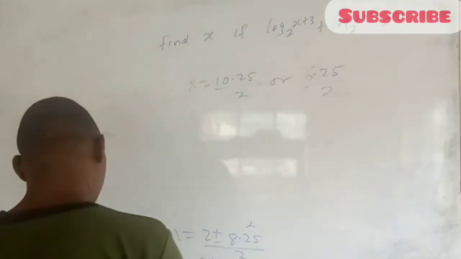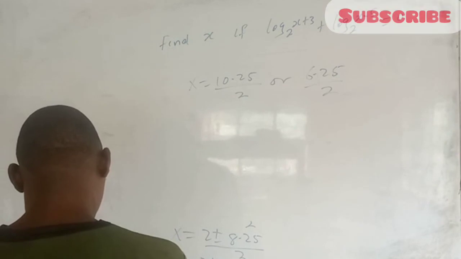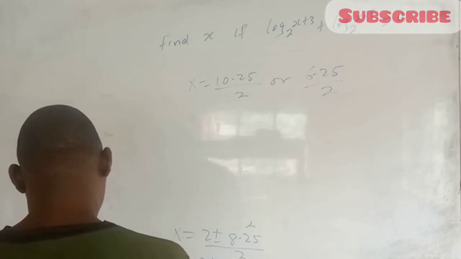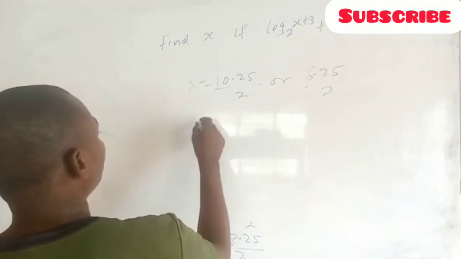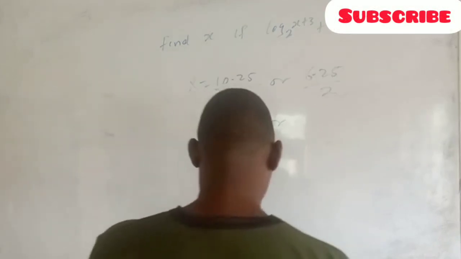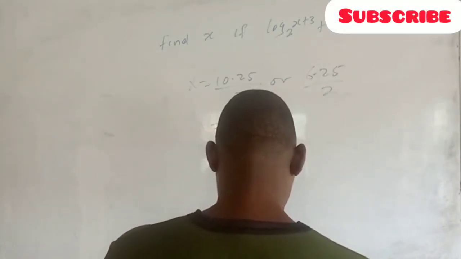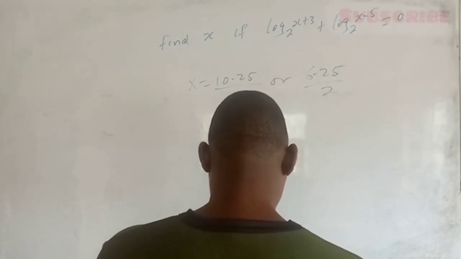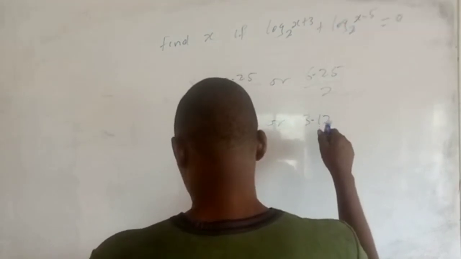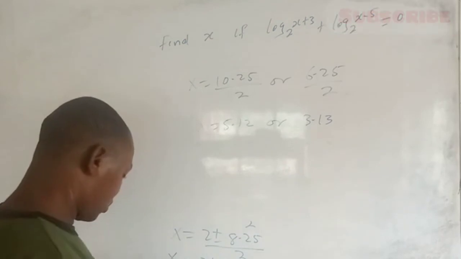So what will we get when we divide? We have 5.12, or minus 3.12. So that is the answer to the question.